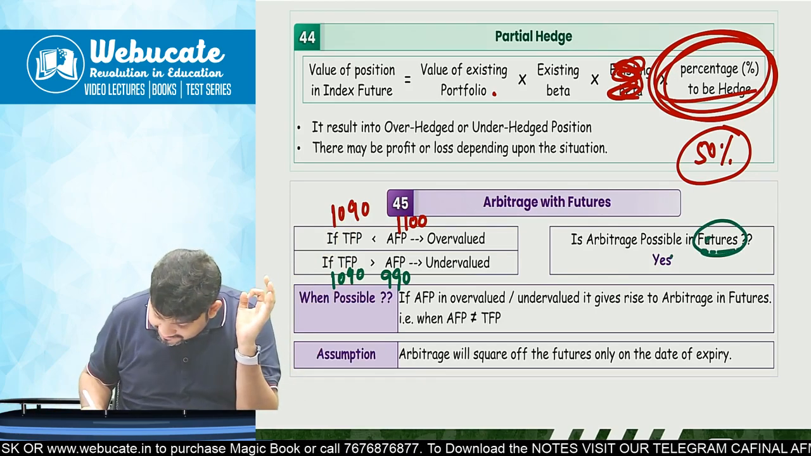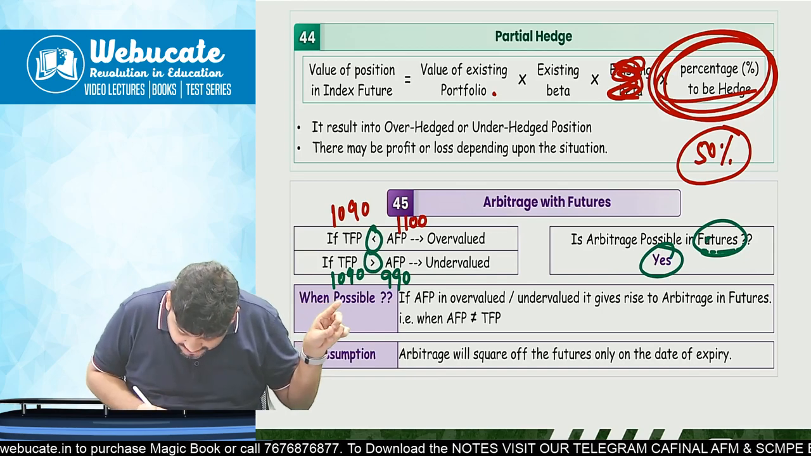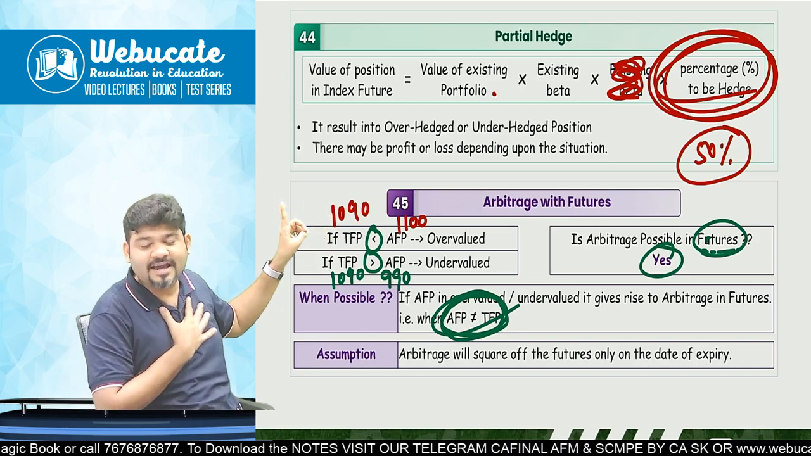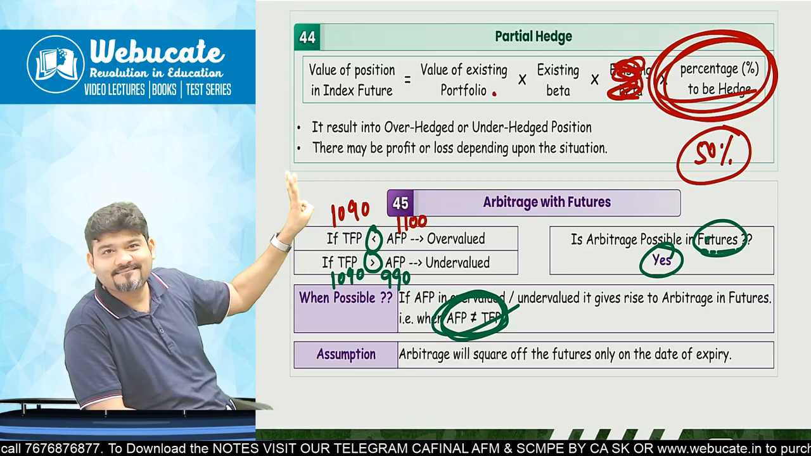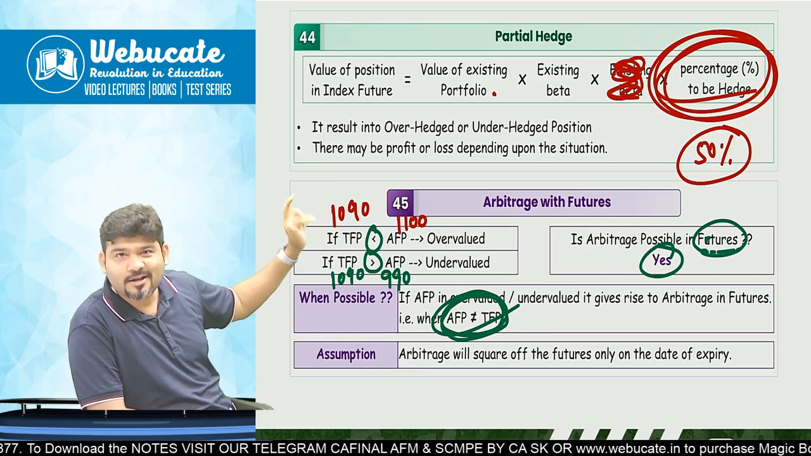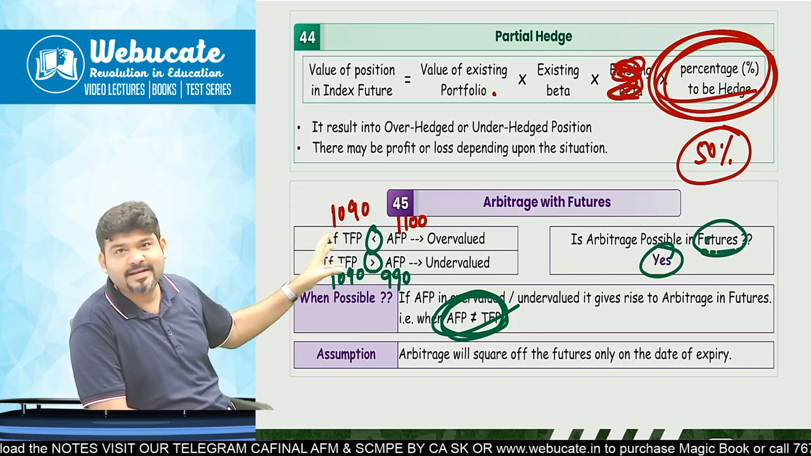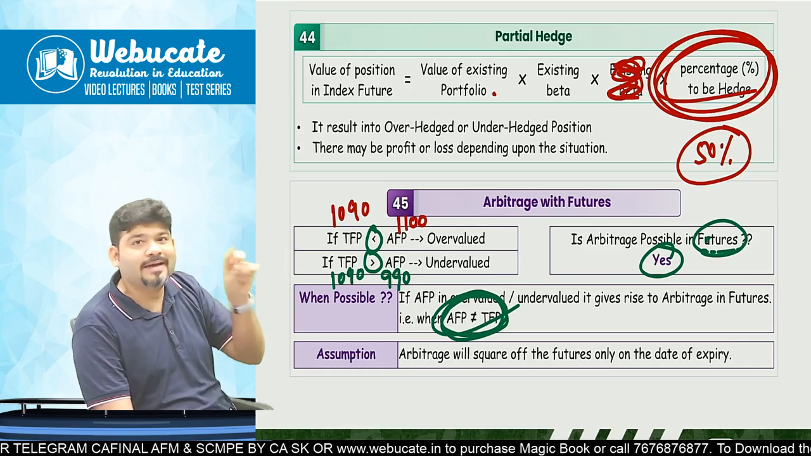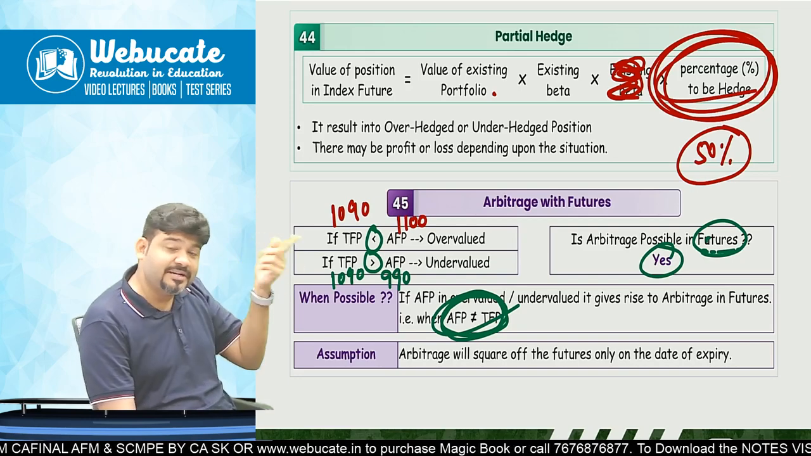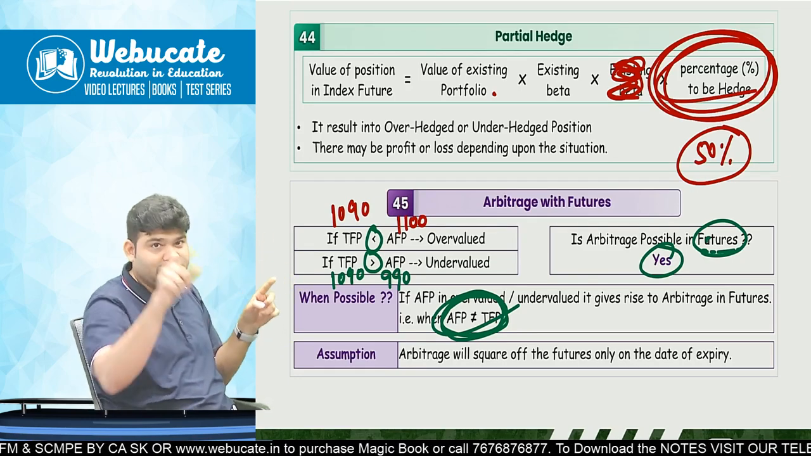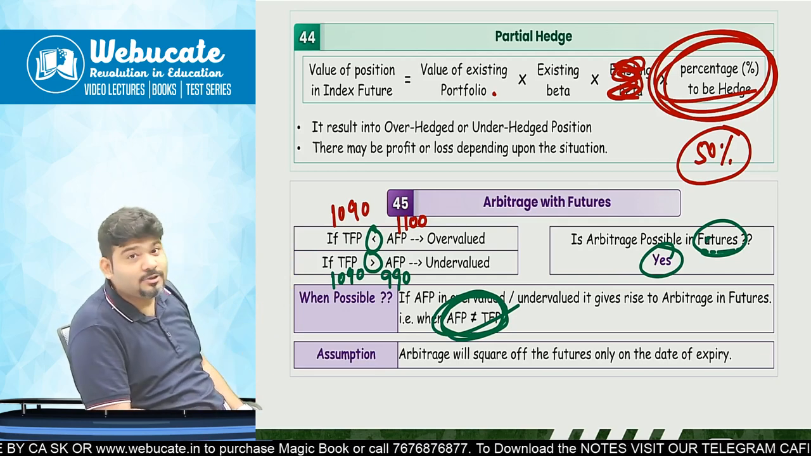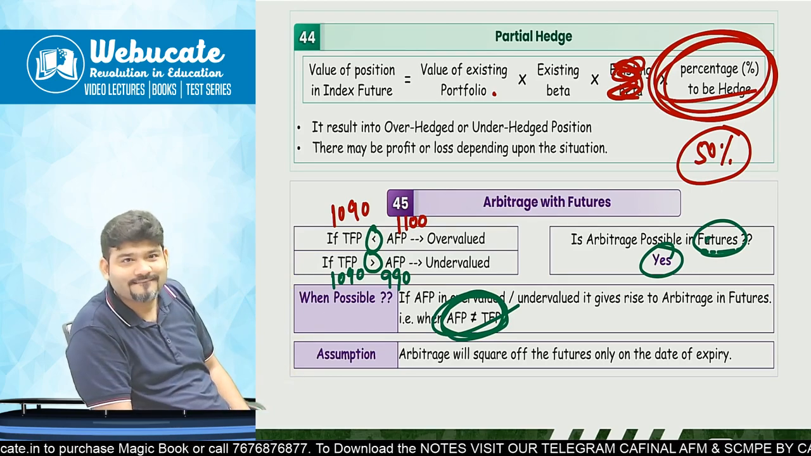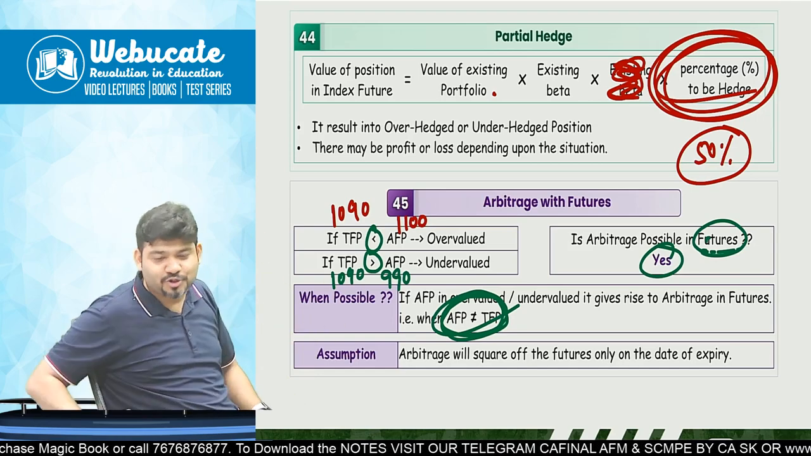Is arbitrage possible in futures? Yes, when theoretical future price is not equal to actual future price. Theoretical future price, I will calculate as spot plus carrying cost less dividend. Carrying cost can be based on simple interest, compounding interest, or continuous compounding. Simple interest: S(1 + RT). Compounding: S into (1 + R) raised to T, minus D. Continuous compounding with dividend yield: S into (1 + R - D) raised to T. Continuous compounding: S into e raised to RT, or S into e raised to (R - D) into T. That's how clear you should be with your concepts.